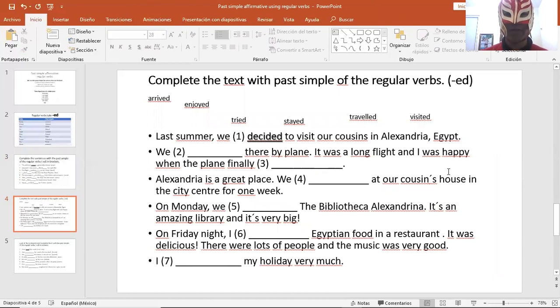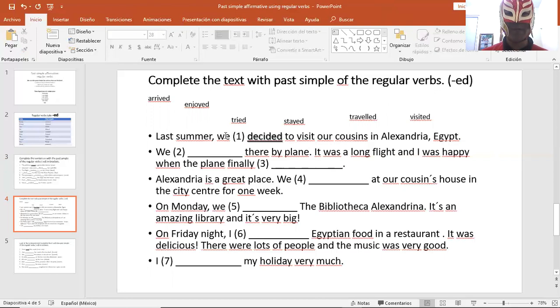This is just one more, okay? The instructions. Complete the text with past simple of the regular verbs. Remember that you have to use -ed. Right here we have the verbs in past simple. Arrive, llegó. Enjoyed, disfrutaron. Tried, intentaron. Stayed, quedaron. Traveled, viajaron. Visited, visitaron. Okay, so the first one.